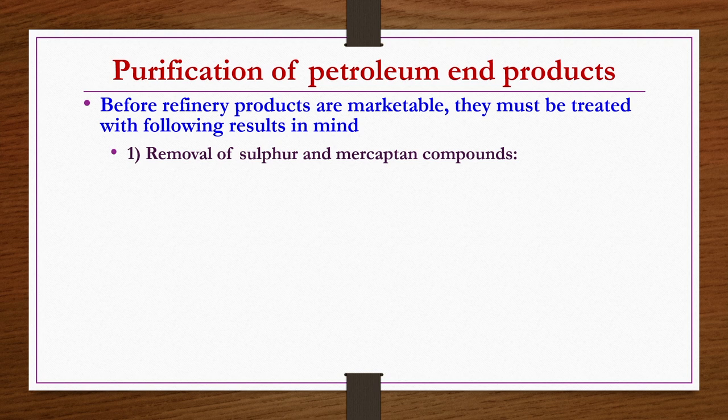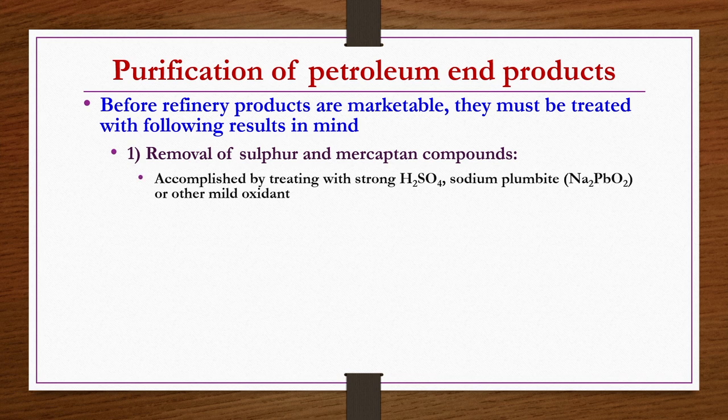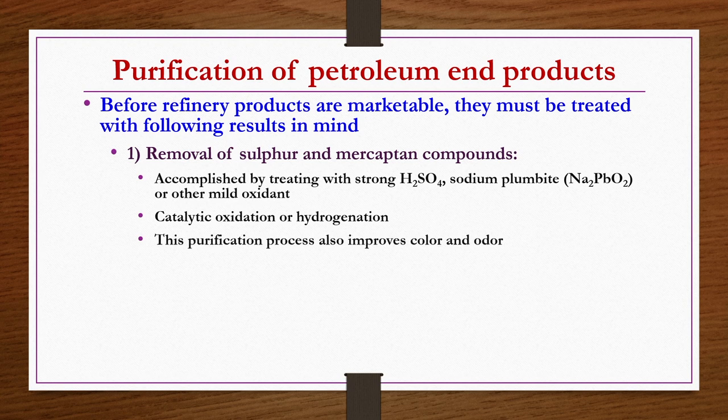Removal of sulfur and mercaptan compounds, since mercaptan also contains sulfur in general. This can be accomplished by treating with strong sulfuric acid or sodium plumbite, or other mild oxidants can be used. Catalytic oxidation or hydrogenation may also be used for this purpose. This purification process also improves the color and reduces the odor. Removal of gums, color and odor is also one important purification step.